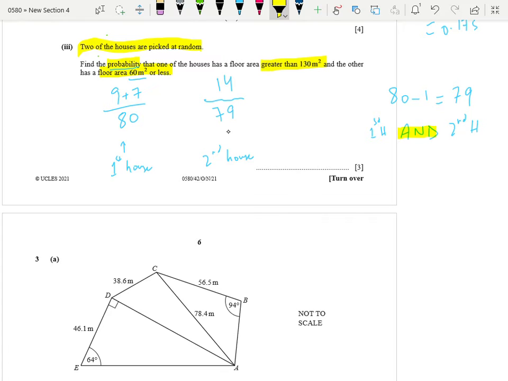You are not going to tell somebody I'm going to pick first house or second house. So definitely it means that you are going to pick first house and second house. So and corresponds to putting a multiplication sign. So you can put a multiplication sign in between and leave the rest for the calculator. Right, so 16 times 14 and divided by 80, then divided by 79, it gives you 14 over 395 as your final answer, right? Move to question number 3.